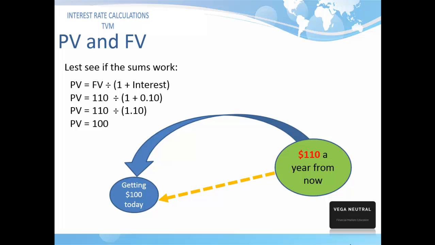Let's say, what is the present value currently of an amount of $110 coming our way at the end of a year? And we know the formula is future value divided by 1 plus the interest rate. And in our example, you can see $110 divided by 1.1 brings us back to $100.